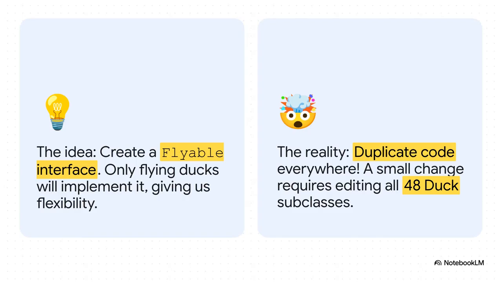His next idea seems a little smarter. An interface. He thinks, okay, I'll make a flyable interface, and only the real ducks will implement it. That seems flexible. But then reality hits, and it hits hard. An interface is just a contract. It doesn't actually provide any of the code. That means he'd have to copy and paste the exact same flying code into every single duck subclass that's supposed to fly. If he has 48 types of flying ducks, that's 48 copies of the same logic. It's an absolute maintenance nightmare.